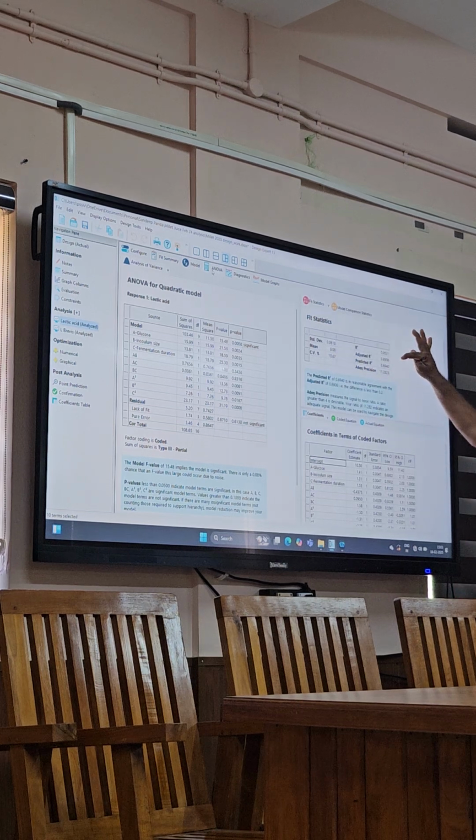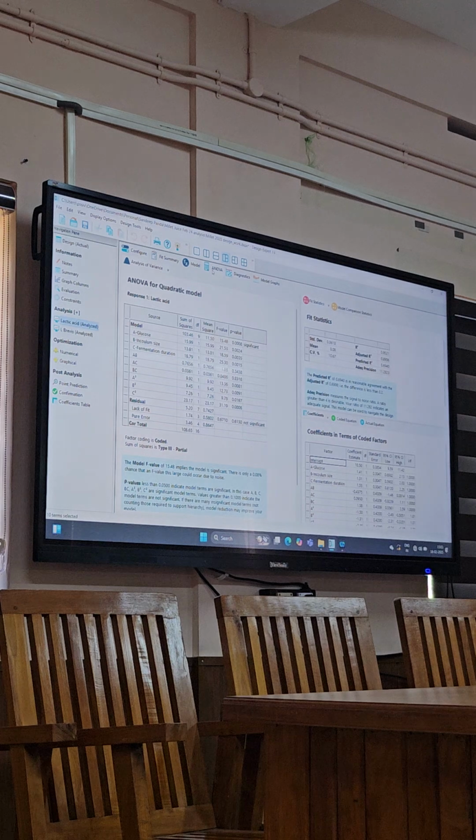Adjusted R square is 0.89, predicted R square is 0.69. The software itself says that the predicted R square is in reasonable agreement with the adjusted R square, as the difference is less than 0.2.